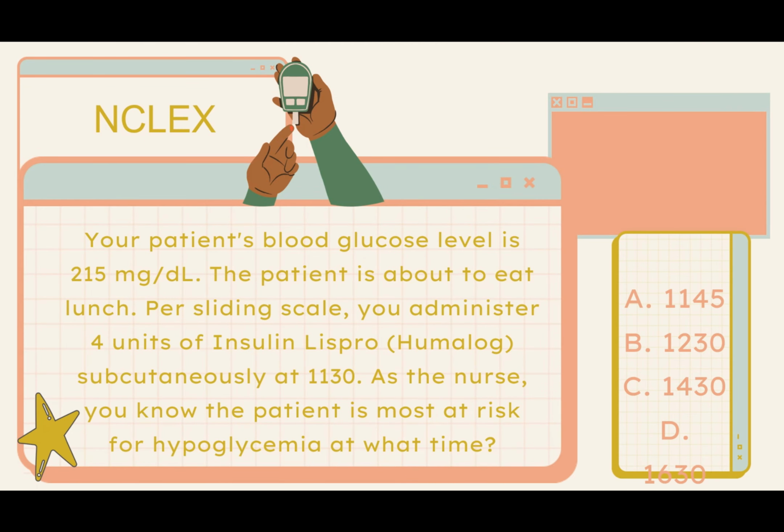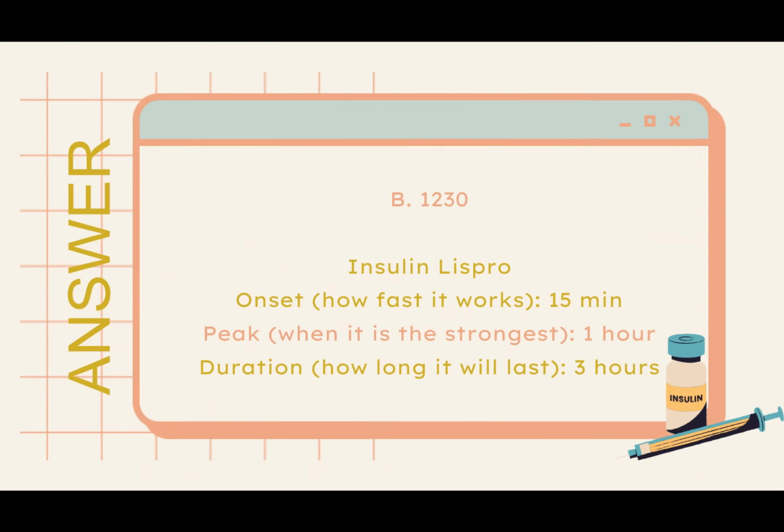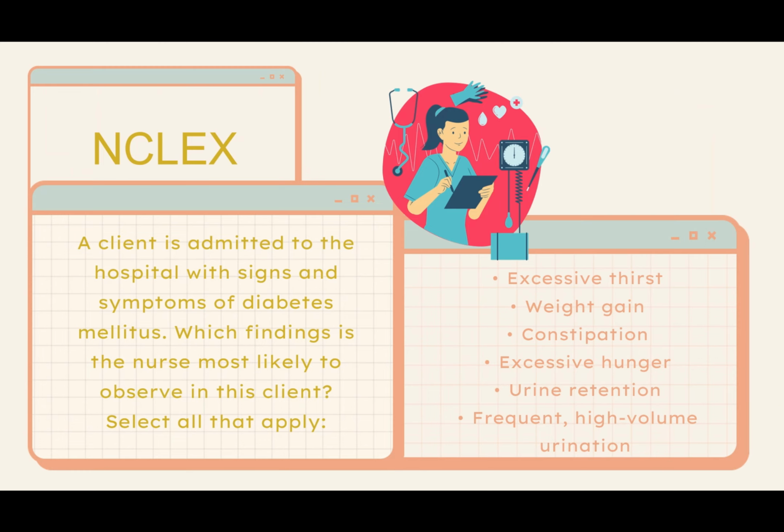So, NCLEX style question. Your patient's blood sugar is 215. The patient is about to eat lunch. Per sliding scale, you administer 4 units of insulin. So what time is the patient most at risk for developing hypoglycemia? And it's B. You guys didn't really get an option, but it's B. Peak time is the correct answer.